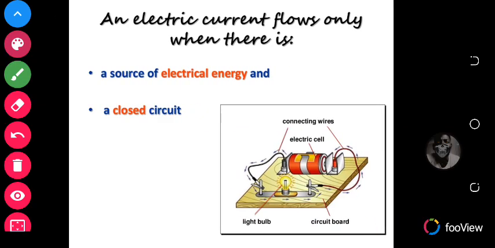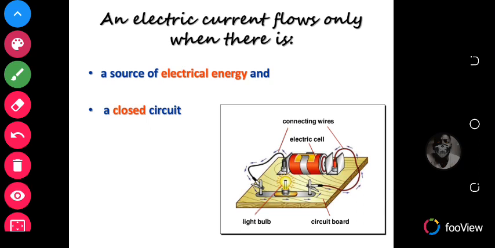An electric current flows when there are two things: when there is a source of electric energy, and when the circuit is closed. A battery is a source of electrical energy. And when the circuit is closed, there isn't any gap in the circuit, then there will be an electric current flow.